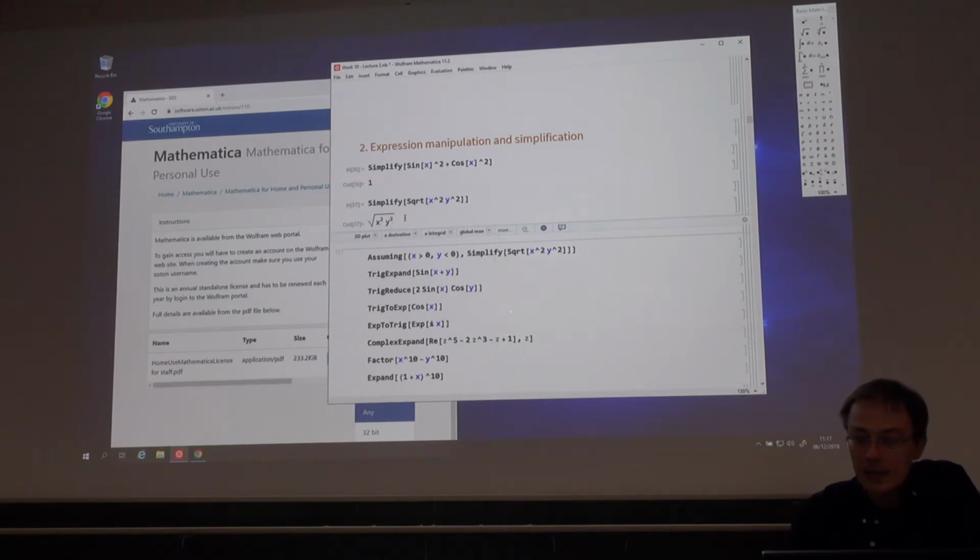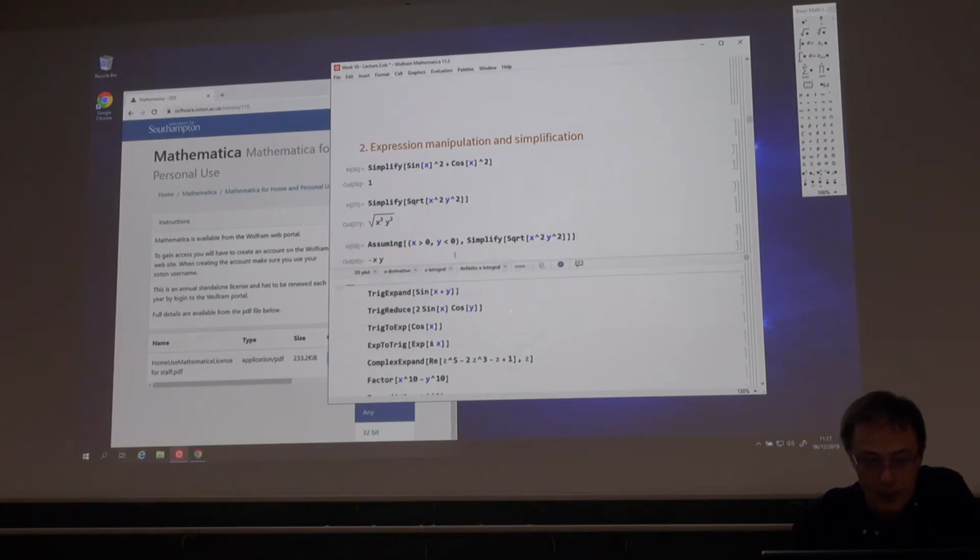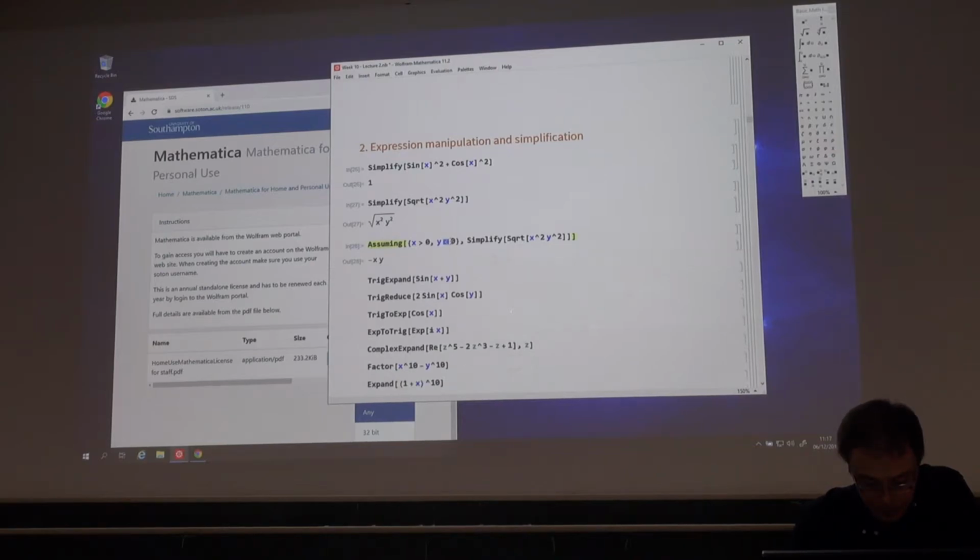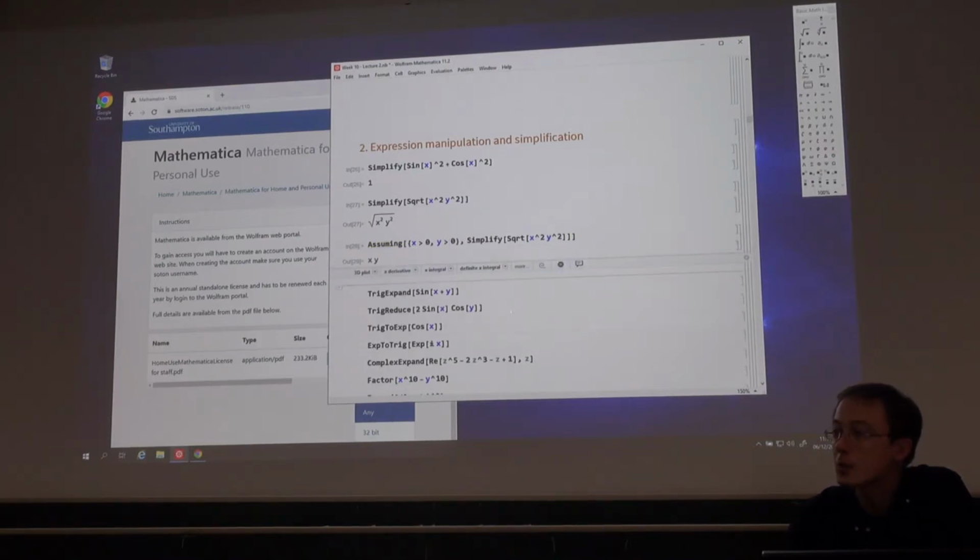So it knows that and it keeps it unevaluated. However, you can say, assuming that x is positive and y is negative, then this simplification will produce something. So it's actually minus xy in this case. Or if both are positive, then this is just plus x. So it corresponds to all various possibilities.